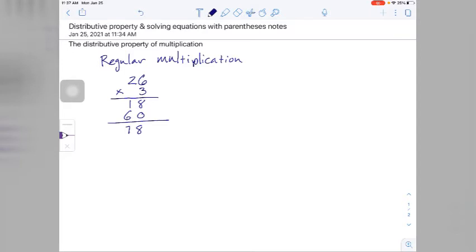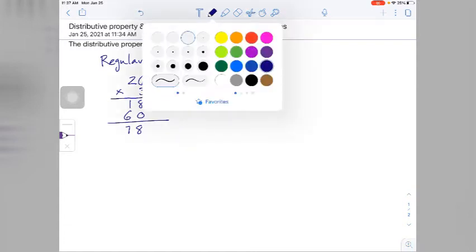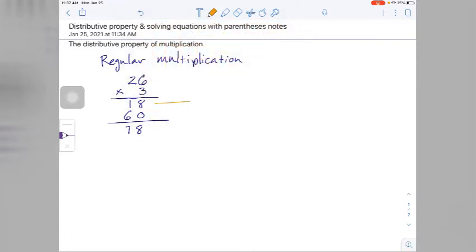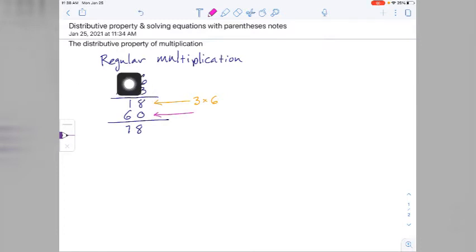So what I didn't really realize when I was doing this until one of my teachers told me is that what I'm really doing is 3 times 6. A lot of students think you're doing 3 times 6 and then 3 times 2. But the first thing that you do is 3 times 6. But then you also are doing, where did the 60 come from? How did I get 60? Well, it's not because I did 3 times 2.